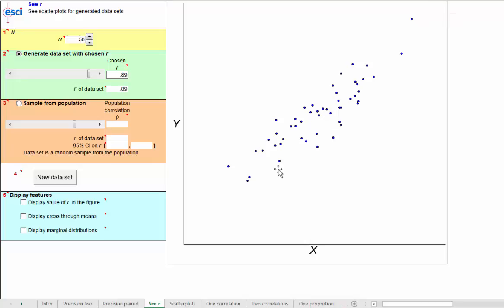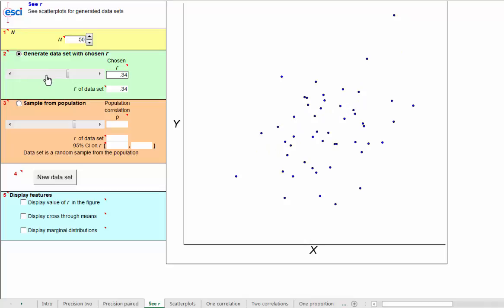And for values of about 0.6, 0.7 or greater, it's good to think of how tight the points are to the obvious line through it, the eyeballed line. Here's moderately tight, and we've got a correlation of about 0.9. But once we get down to smaller values, this is 0.34, you can see a positive correlation, but it doesn't really look as though it's fitting a line very well, does it?